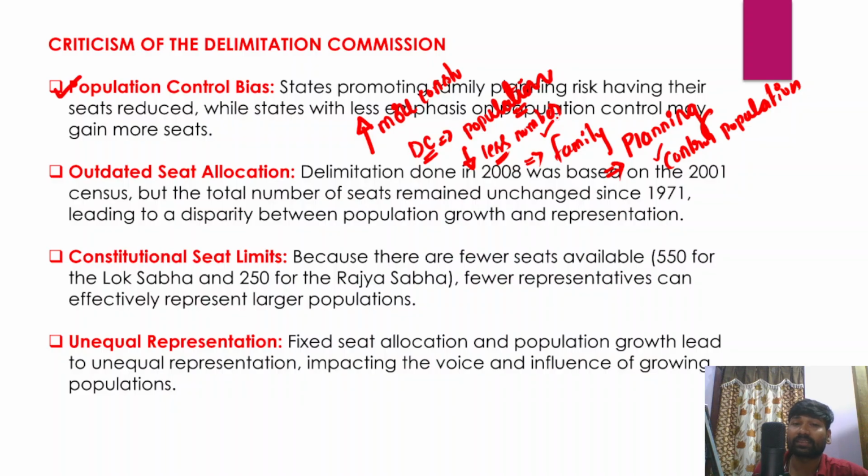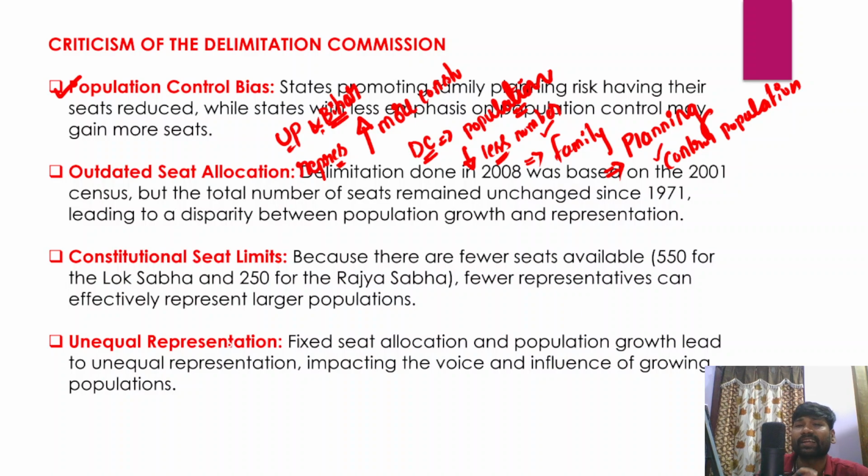Now, in fact, the southern states which have performed better in terms of controlling population, if a delimitation exercise would be done, the southern states would get fewer seats, and that is a cause of concern. But on the other hand, the North Indian states like Uttar Pradesh and Bihar would get more seats after the delimitation. So this essentially means that the representation of the southern states in the parliament would be further reduced. And this is a key concern with respect to the delimitation commission. This is one criticism that the delimitation commission has been facing.